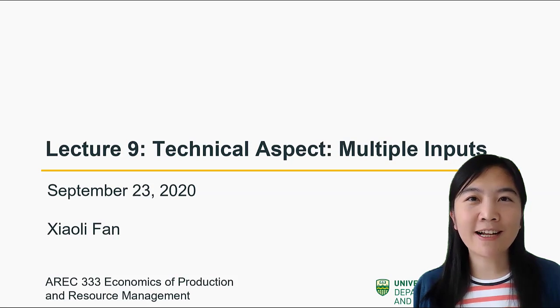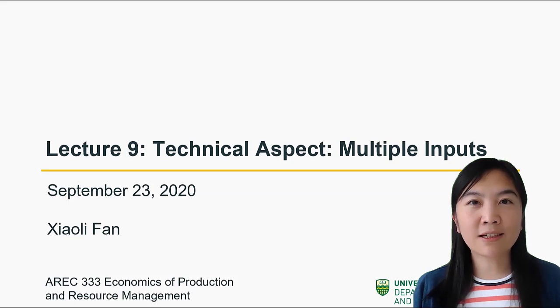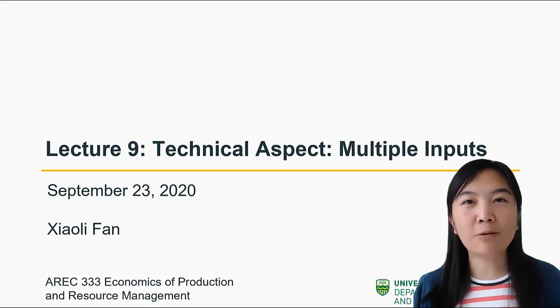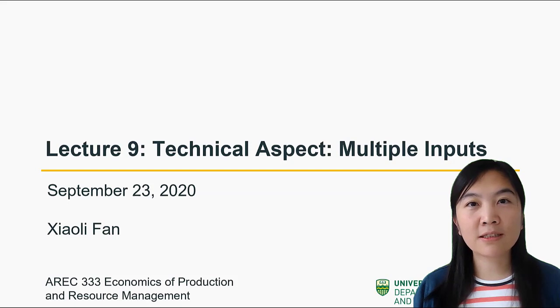The topic of today's lecture is going to be mainly on the technical aspect of production, but from the multiple input perspective. So in the last few lectures, we finished the one variable input production part. And again, starting with the multiple input, we will first go over the technical aspect. Then after that, we will do profit maximization from both the input perspective and the output perspective. You will find out that there's a little bit more stuff for the multiple input production function.